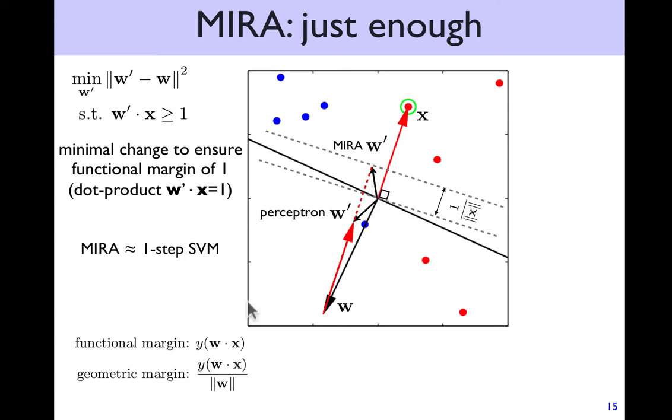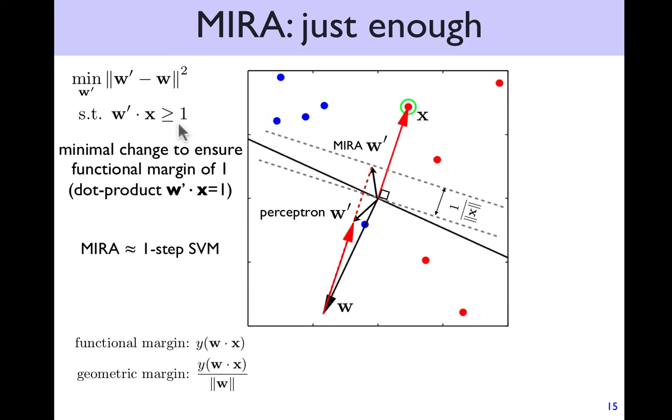So here's an important concept. There are two concepts of margin. One is the functional margin, which is just a dot product, and the other is the geometric margin, which is the dot product divided by the norm of w. In Myra, we want to make sure that after the update, the functional margin becomes 1. We cannot ensure the geometric margin, but we can ensure the functional margin is 1 after the update. That's the definition of just enough update.